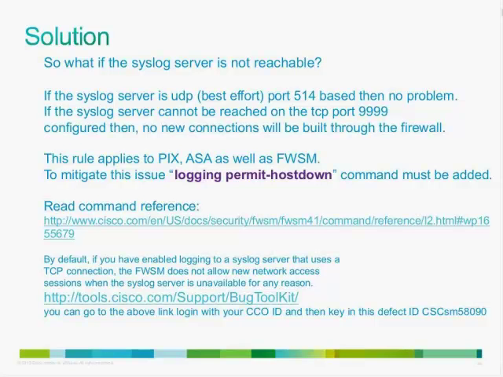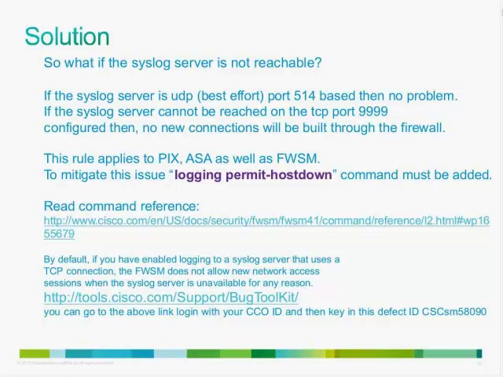So I'll let everybody read through this slide. UDP port is no problem at all. That is best effort, just simply port 514 traffic. But with TCP, if we cannot establish a handshake, then we will not build any connections through the firewall. So what do we do to resolve this problem? We need to add a command, logging permit host down.